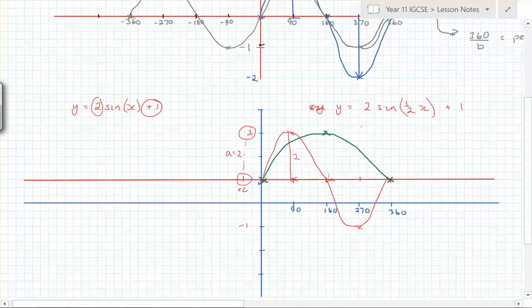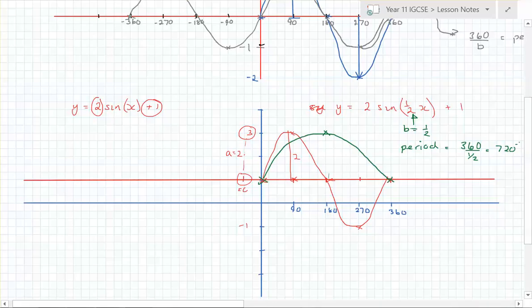So this is the question that links with this then. If that's B, so B equals a half, what is the period of this wave? 720, okay? Right? Because we do 360 divided by whatever B is, so divided by half is 720. Okay. Right.